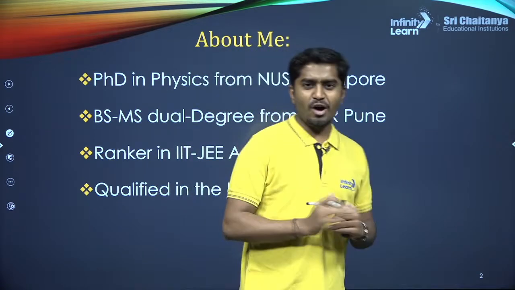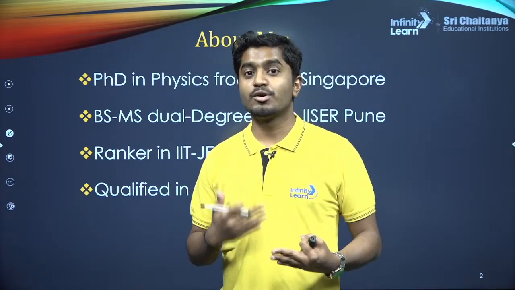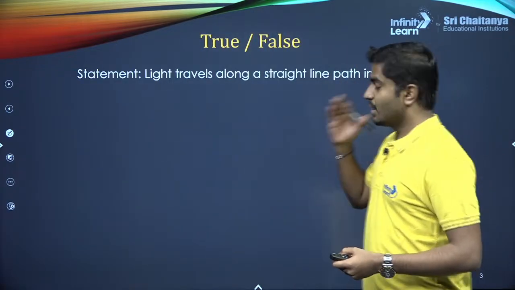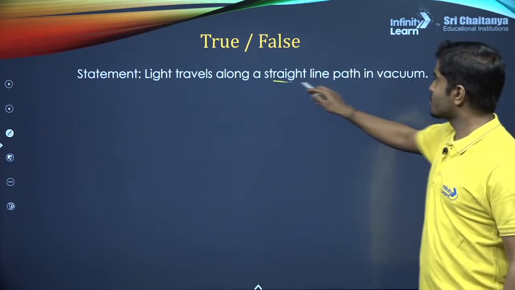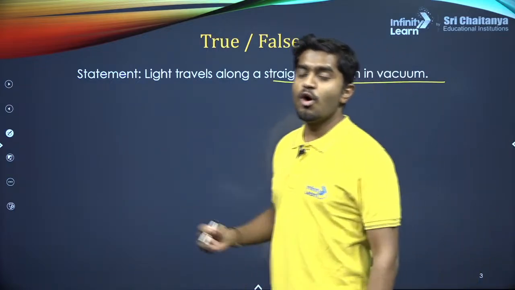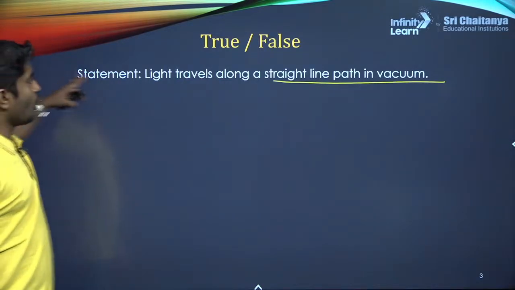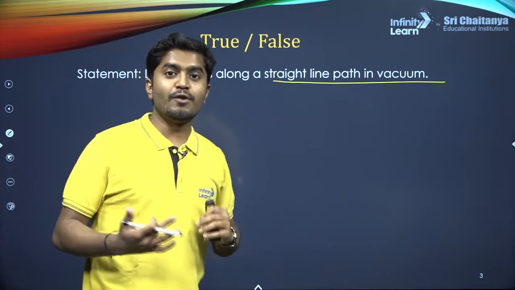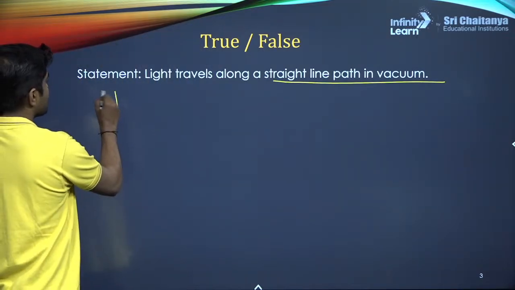Alright, so I hope the reflection topic was clear, and now let's learn about refraction. Okay, let's start. So there's a question. Light travels along a straight line path in vacuum. Is this true or false? We used to learn it, right? Light always travels in a straight line. Is it true or false? Yes, this statement is true.